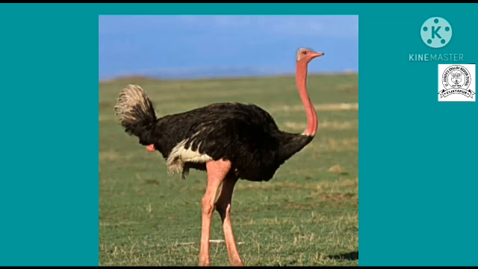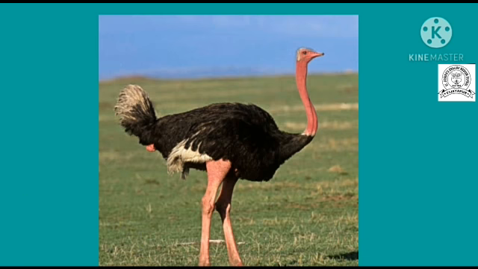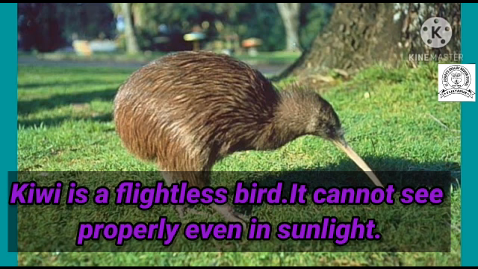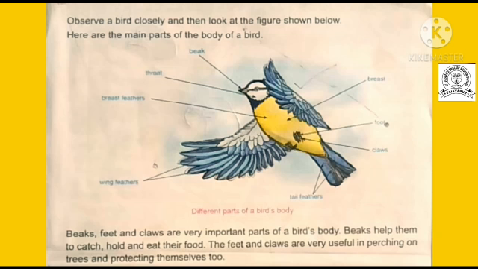Then the ostrich. It is a very big bird and it is flightless, but it can run very fast. Ostrich can run very fast, children. So it is the ostrich's speciality. Then the next one is the kiwi bird. The kiwi bird is also a flightless bird, and it cannot see properly even in daylight. It hunts by smell. So the kiwi bird is a nocturnal bird because it can't see properly.